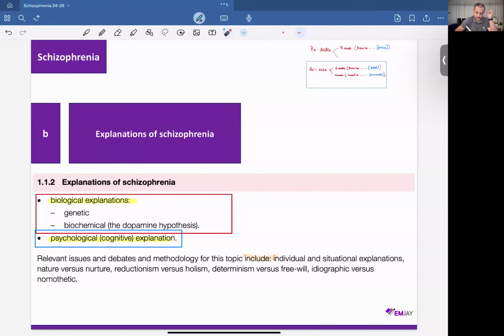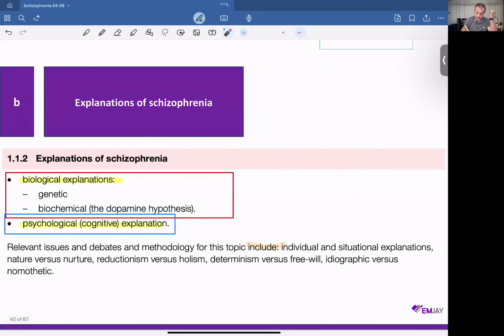So for now, because we're doing unit one, that is schizophrenia, we are discussing the explanations of schizophrenia. Here, we see them being divided into two parts. If I say two bullets here, the first one is the biological explanation, and the second one is the psychological explanation. Under the heading of biological explanation, we have the genetic explanation and the biochemical explanation, where we discuss the dopamine hypothesis. Since we're already done with that, now we'd be discussing the psychological explanation, that is cognitive explanation for schizophrenia.